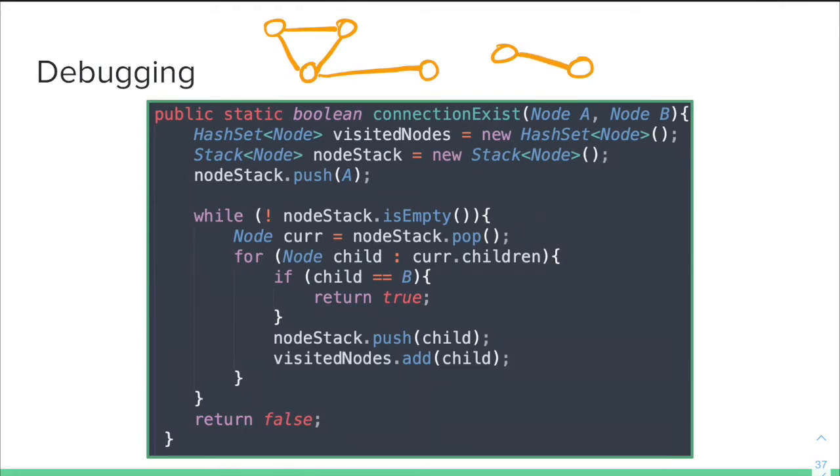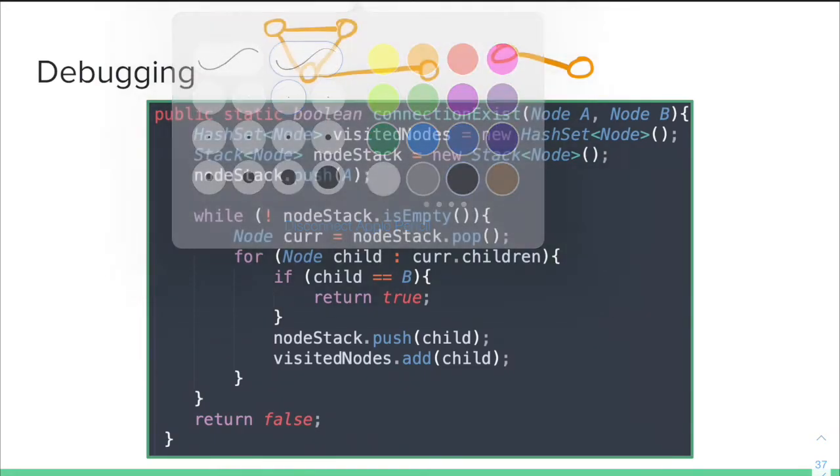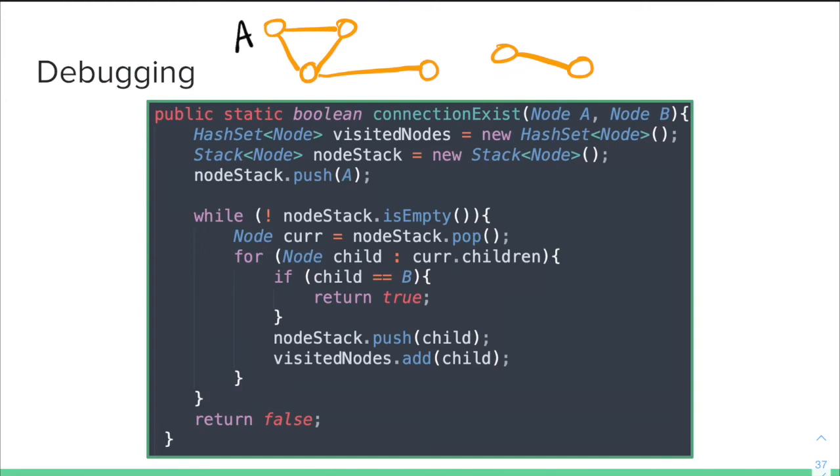And let's see what works. So first, let's say A and B are in the same connected component. So let's say I have A and B here. Well, clearly a path exists from A to B. There are actually multiple paths from A to B. So our algorithm should return true.